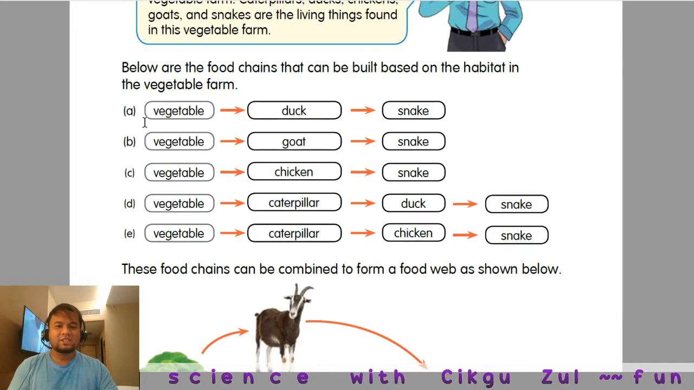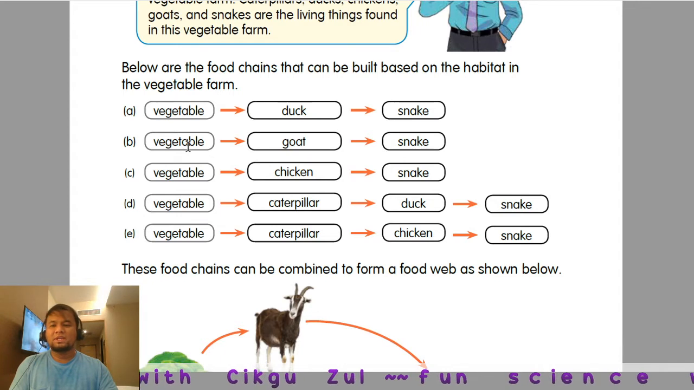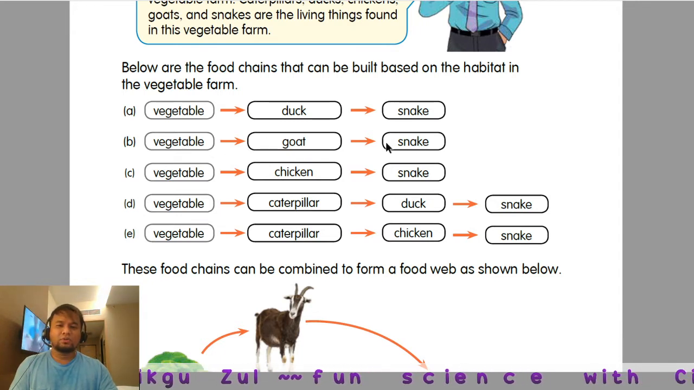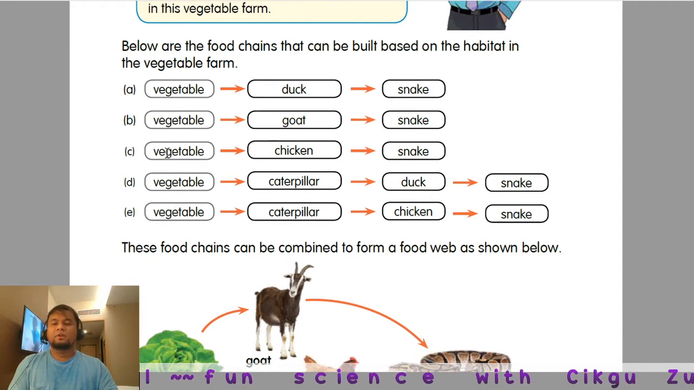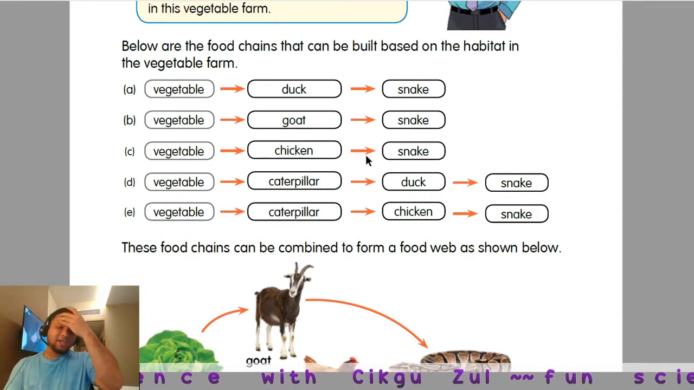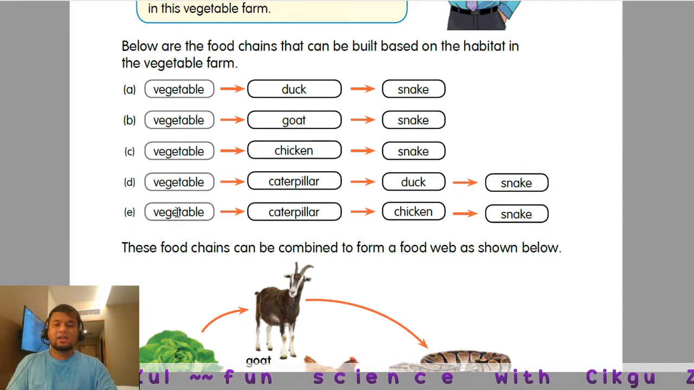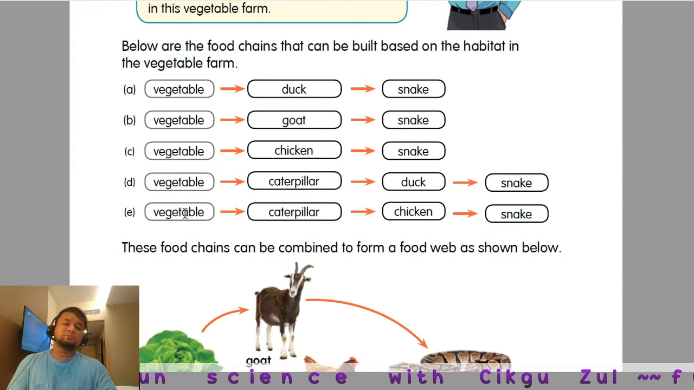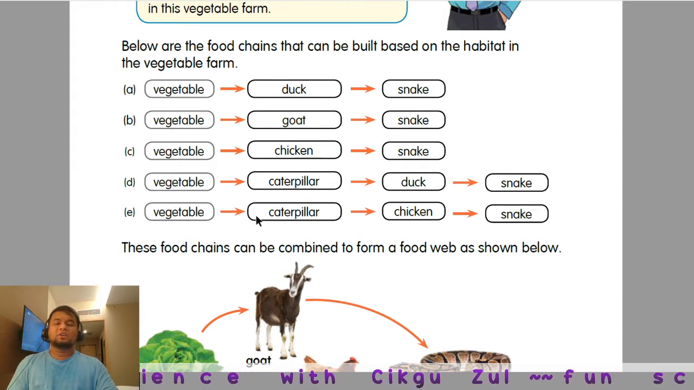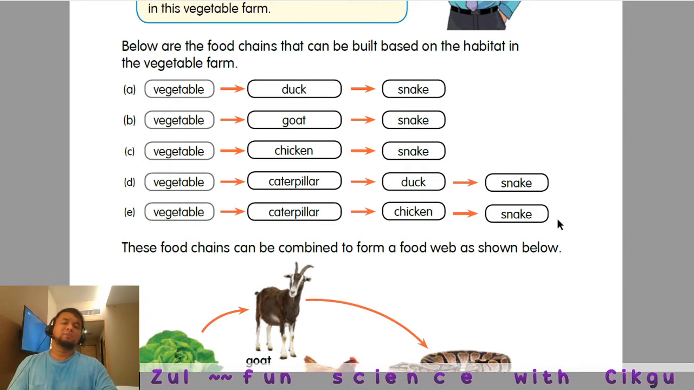Tadi kita ulang sikit sekejap saja. A, vegetable eaten by duck, eaten by snake. B, vegetable eaten by goat, eaten by snake again. C, vegetable eaten by chicken, eaten by snake again. D, vegetable eaten by caterpillar, eaten by duck, eaten by snake. And one more also, vegetable eaten by caterpillar, eaten by chicken, and lastly also eaten by snake.